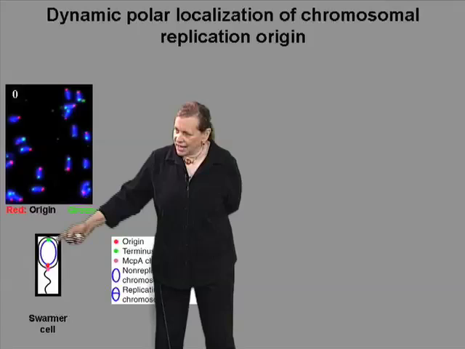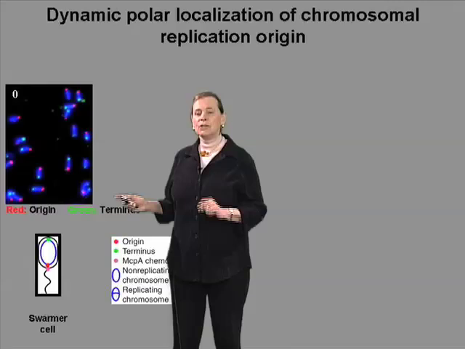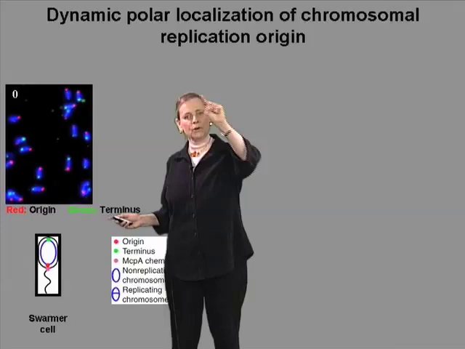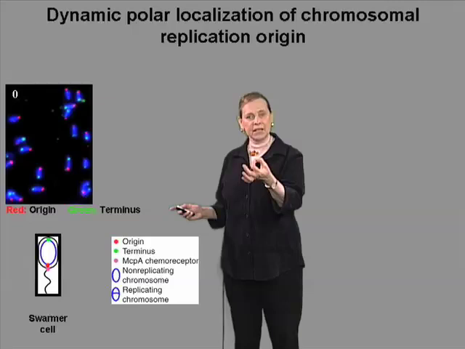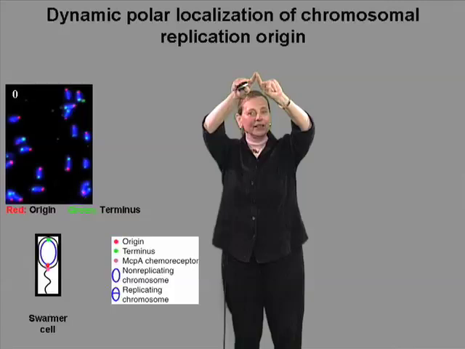And so up in this picture, you're going to see red dots and you're going to see green dots. The red dots indicate the origin of replication. So the bacterial chromosome exists as a circle, and in that circle, you have an origin sequence where you initiate DNA replication. DNA replication in bacterial cells proceeds bidirectionally, ending at a terminus.